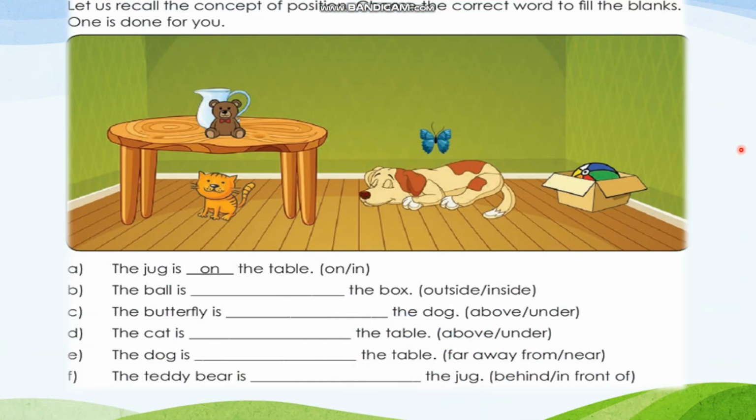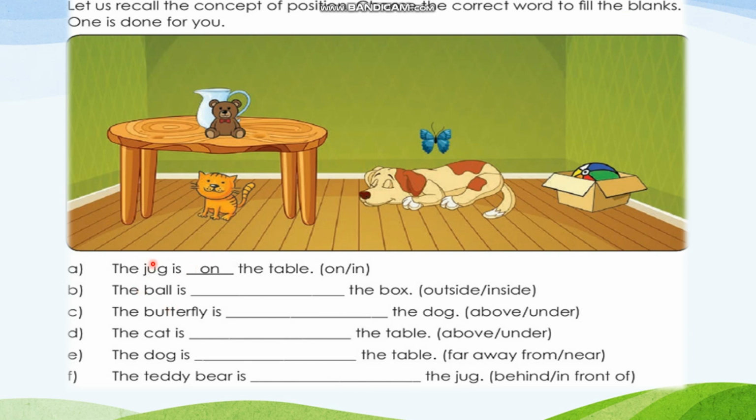My dear children, do you enjoy the video? Okay, very good. So everyone study these spatial words very well. Now we are moving to some questions. So everyone look here. Let us recall the concept of position. Choose the correct word to fill the blanks. One is done for you.